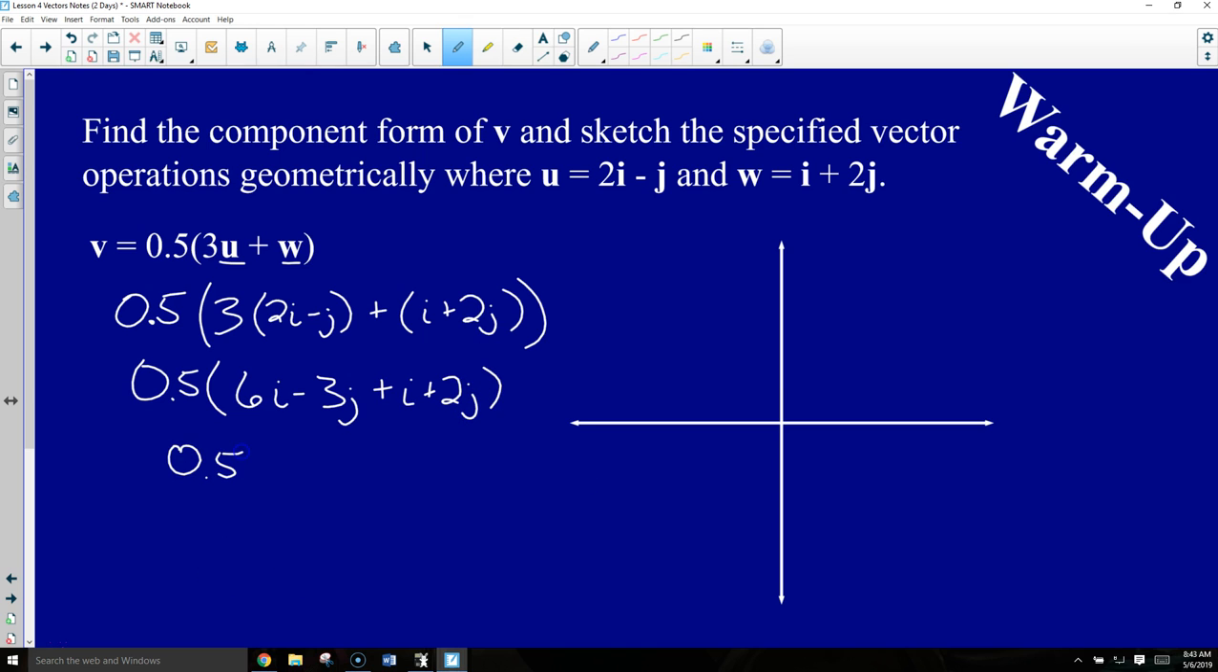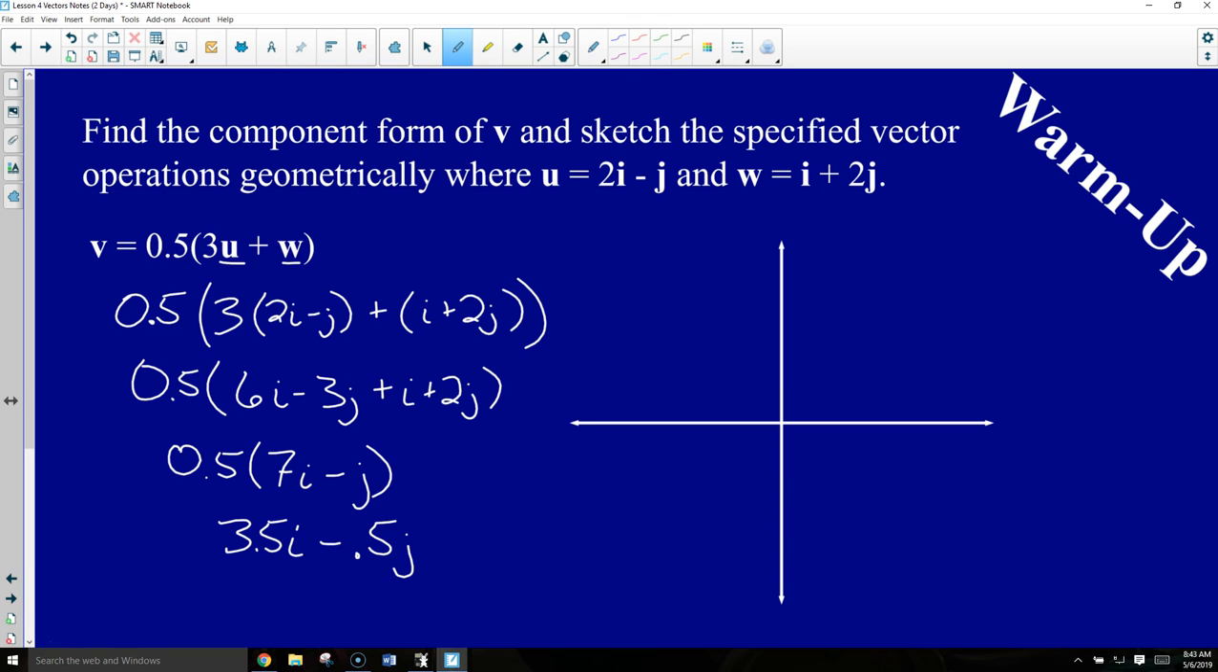So combining like terms, 6i plus i is 7i. Negative 3j plus 2j is minus j. Now we can distribute the 0.5 inside, so we'd get 3.5i minus 0.5j.